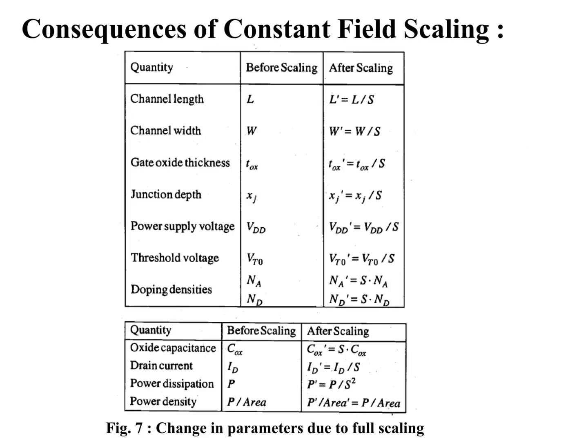We shall see the consequences of constant field scaling. Various quantities with respect to the device are mentioned here, like channel length, channel width, gate oxide thickness, junction depth, power supply voltage, threshold voltage as well as doping densities, and their respective factors before and after scaling. When the channel length is L before scaling, its value after scaling will be L by S, where S is the scaling factor. Similarly, if the junction depth is taken as Xj, the junction depth after scaling is found to be Xj by S.